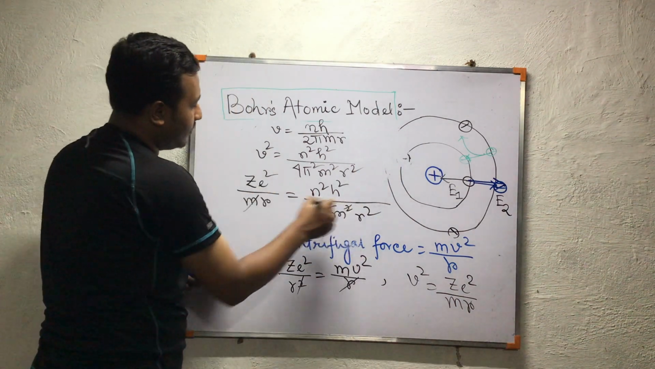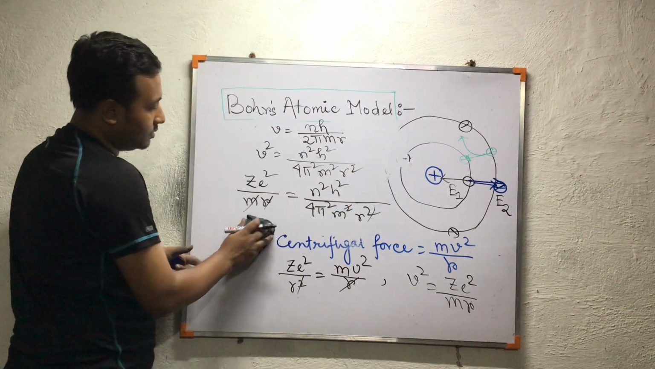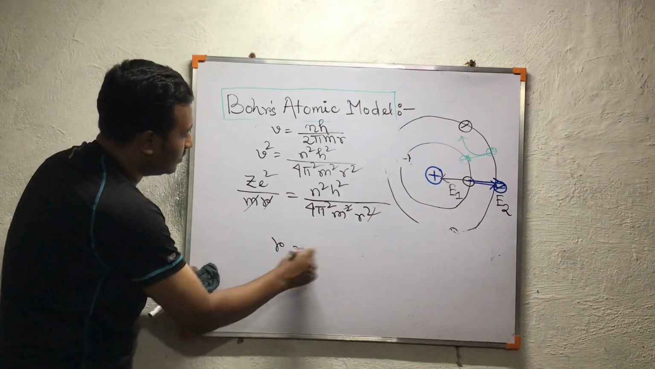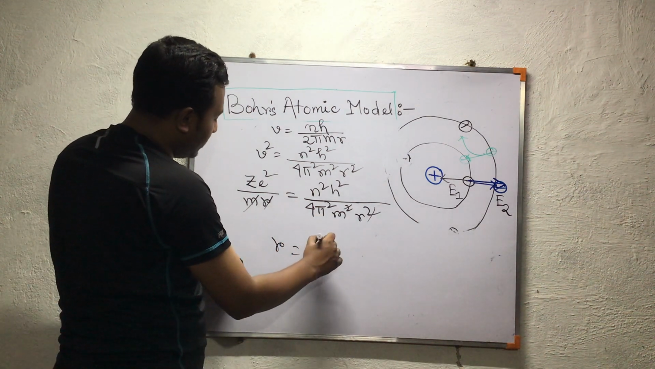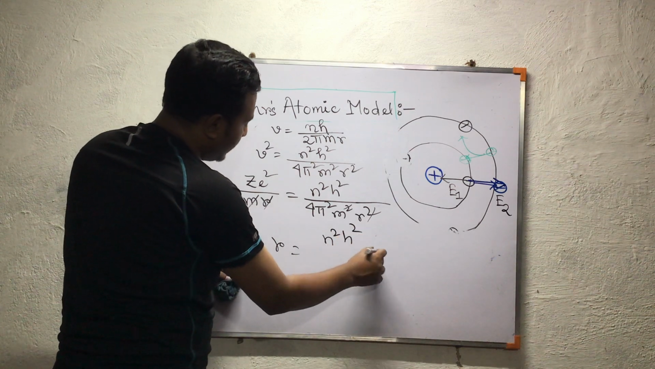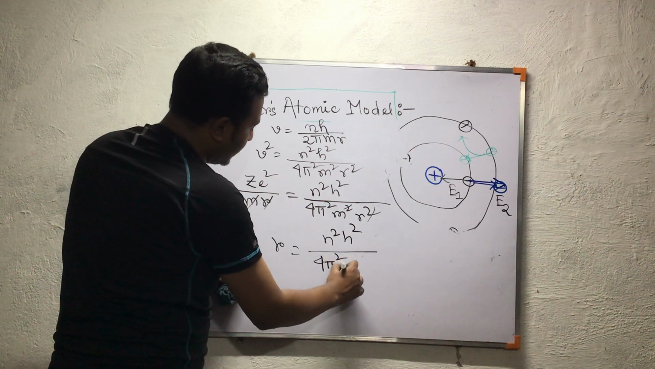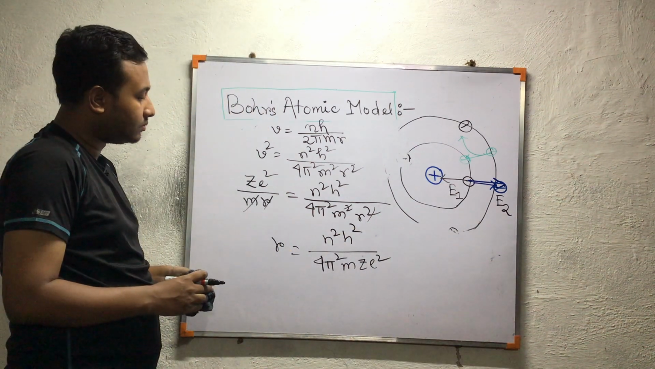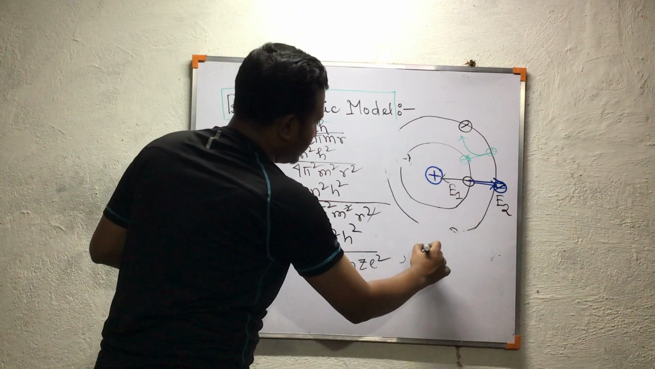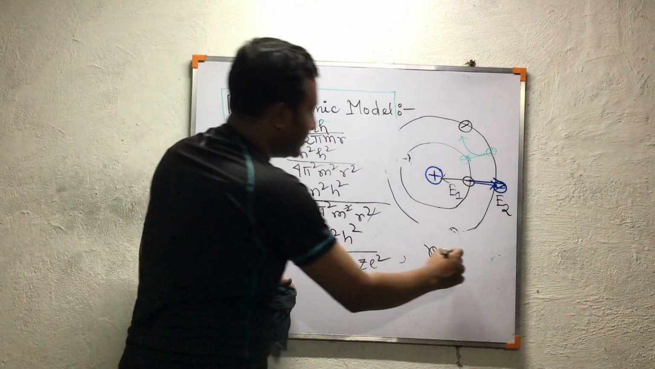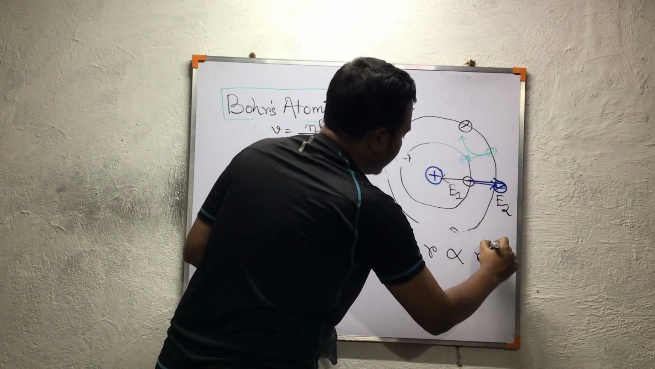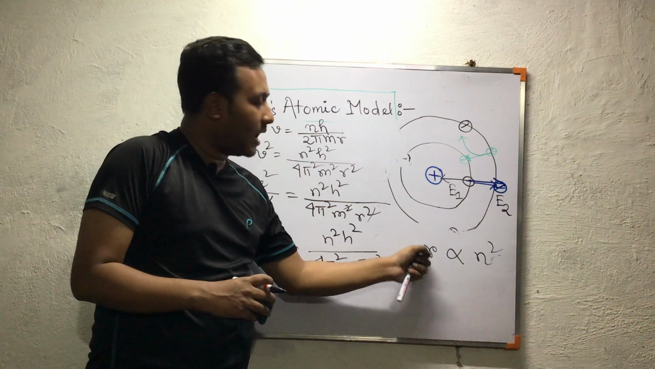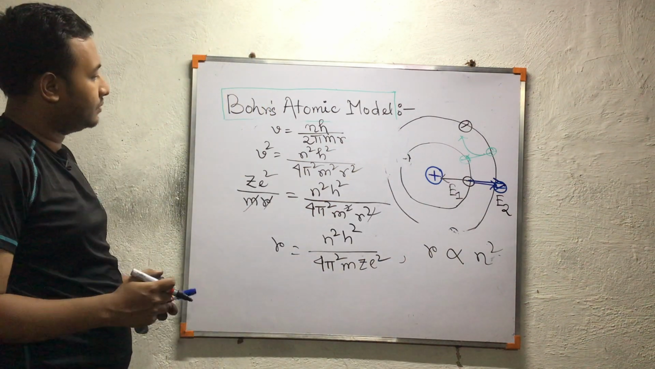So now cancelling one m and one r, from this equation we get the value of the radius, r equals n square h square divided by 4 pi square m Z e square. So we can say that the radius of the nth orbit is directly proportional to the shell number to the power 2. So r is directly proportional to n square.